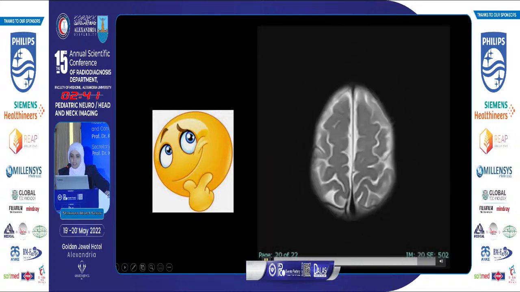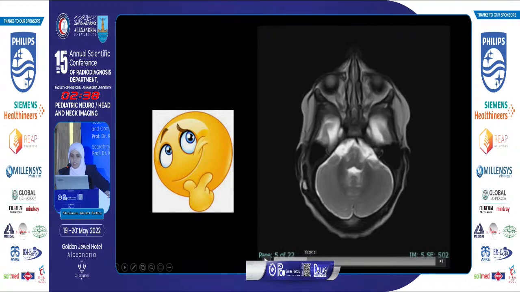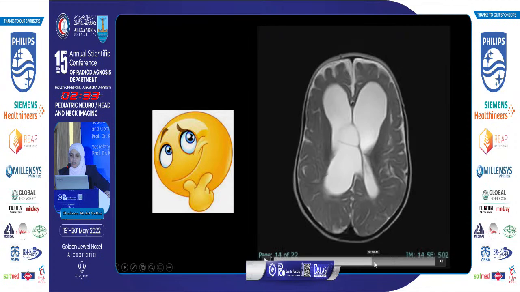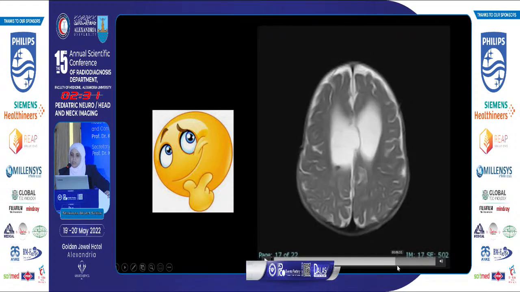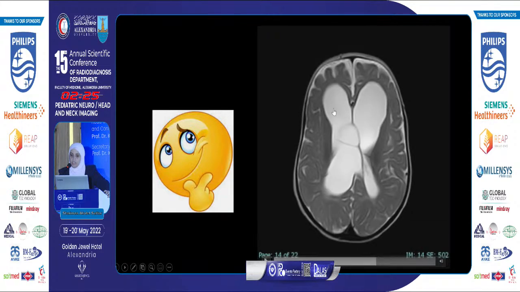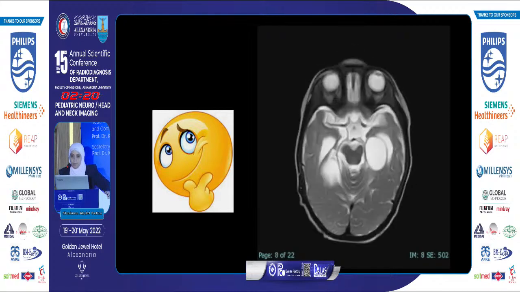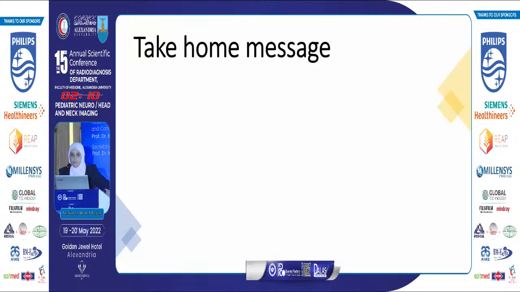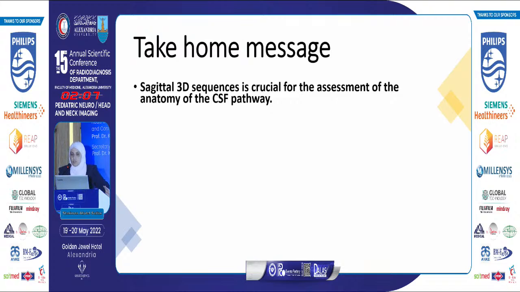So again, can you judge where this shunt lies exactly from this 2D sequence? This is the shunt here. Where is this location actually? Is this patent or not? By 3D reconstruction, coronal reformat, we can see here the shunt is outside the ventricular lumen completely. So sagittal 3D sequence is crucial for assessment of the anatomy of the CSF pathway.